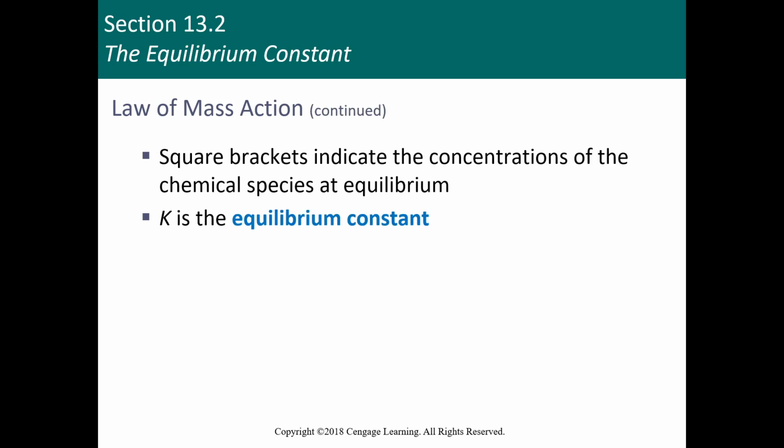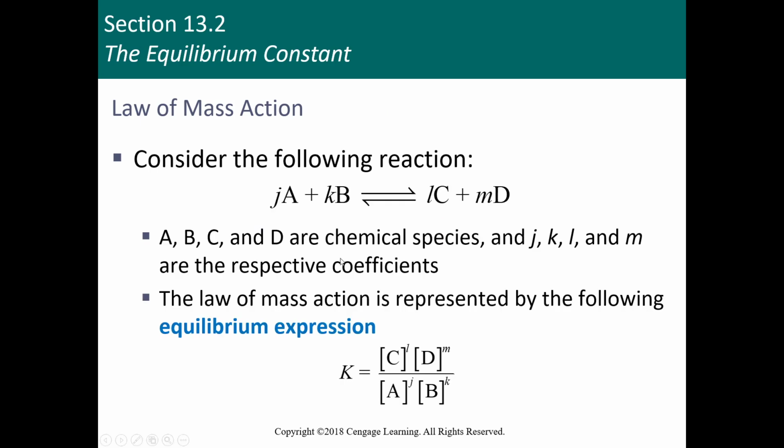Now, square brackets indicate when you have a chemical species inside of square brackets in an equation that these are the concentrations in molarity of the chemical species at equilibrium. So these square brackets here are always the concentrations of these species. This is a K, which is an equilibrium expression. This is what this is. And this is an equilibrium constant.